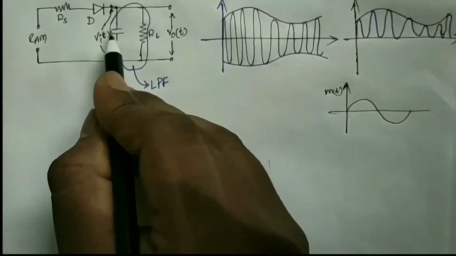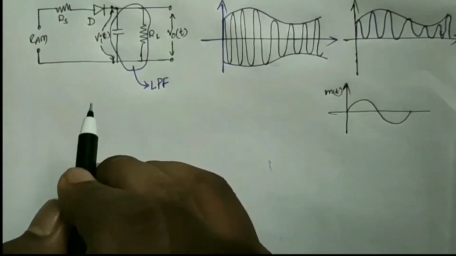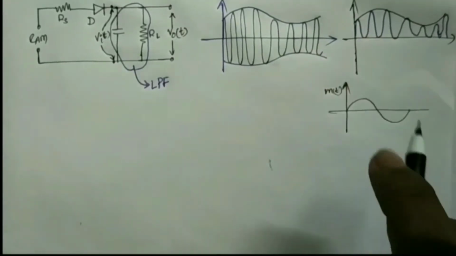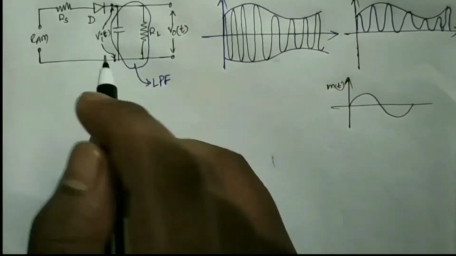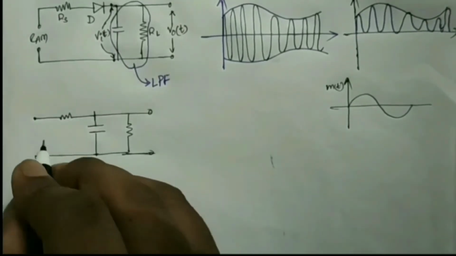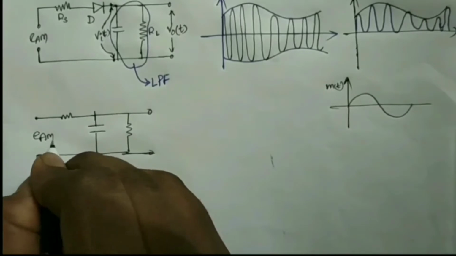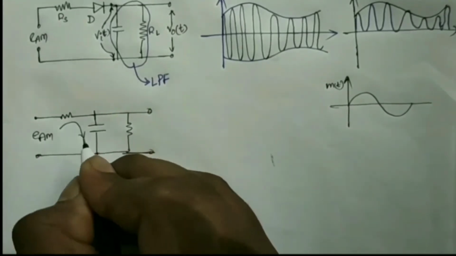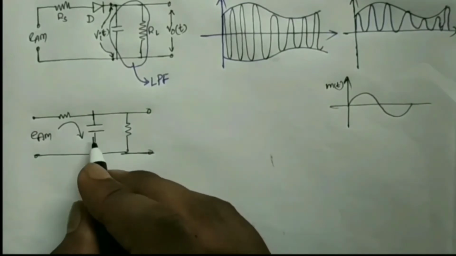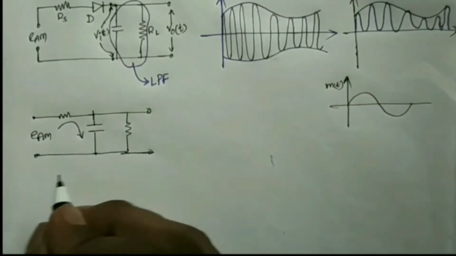Initially the voltage across the capacitor is 0, and when this signal is passed the diode is replaced by a short circuit, so the equivalent circuit looks like this, and the voltage that we are applying here will go in this way and charge the capacitor. The capacitor will be charged to the maximum value of EAM.